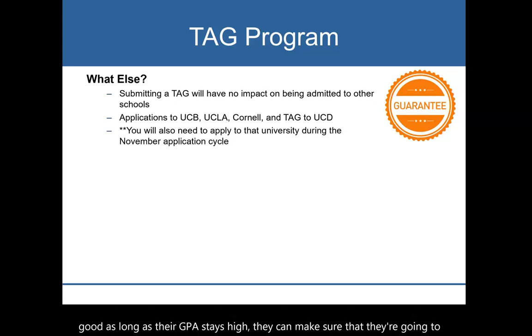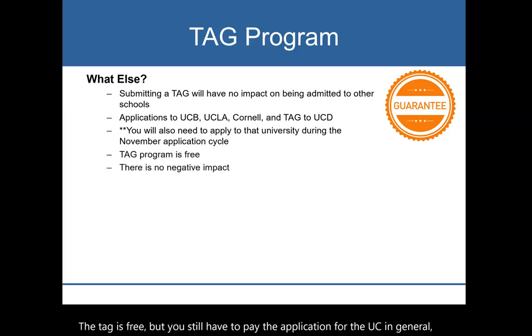During the application cycle, even if you submit your TAG in September, you still need to go ahead and go through the application process in November. The TAG is free, but you still have to pay the application fee for the UC in general when you go through the application process in November. Reminder, TAG is free, and there is no negative impact on being admitted to any other university.